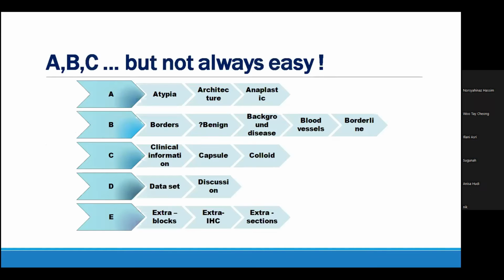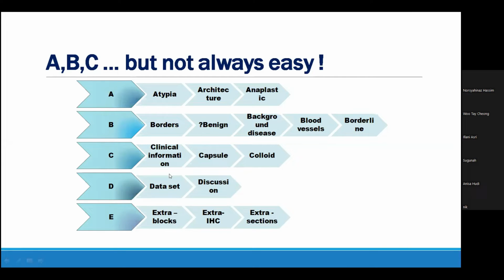So what is A, B, and C? In endocrine pathology, it is not always easy. A stands for atypia, nuclear atypia, and architecture. Sometimes this can be a clue for you to diagnose the exact entity. A also stands for anaplastic, not to miss out anaplastic carcinoma, and at the same time, not to overcall something as anaplastic. B stands for border, because in endocrine pathology, the borders of the lesion can tell you it's either benign or malignant. The background disease is also a clue. Blood vessels, because any angioinvasion pushes it to carcinoma status, and the borderline category. So B stands for all this.